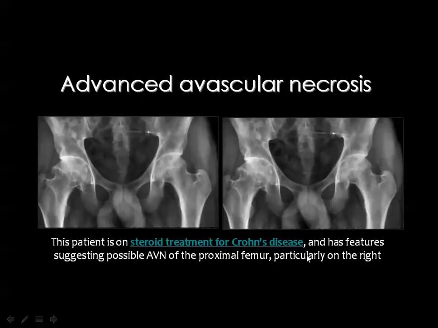This is an advanced case of avascular necrosis in a patient who is receiving steroid therapy for treatment of Crohn's disease. And here you can see that both femoral heads are involved by areas of bone sclerosis as well as areas of bone rarefaction. You see also osteoarthritic changes manifested by narrowing of the joint space and osteophytic clipping of the articular surfaces.